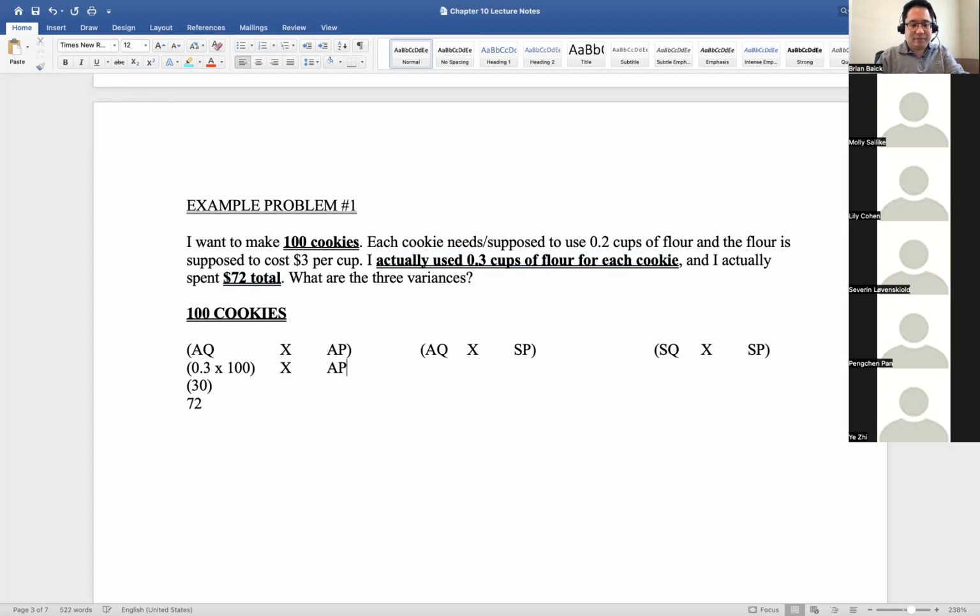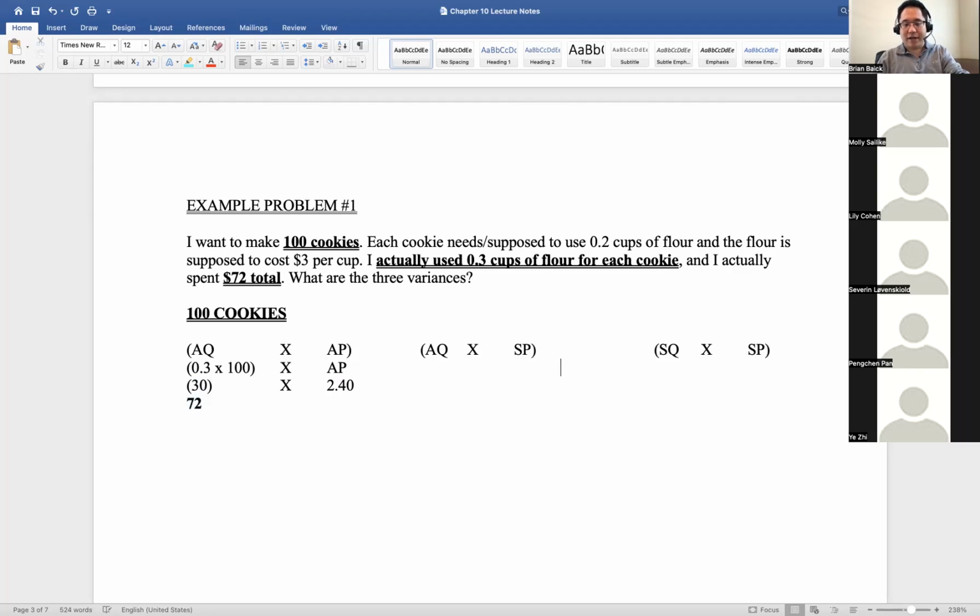So $30 times something is 72, right? Okay, so what we're going to do is take 72 divided by 30, because I want to figure out the actual price. What's the actual price that you paid for flour? It's $2.40, right? Because 30 times $2.40 equals 72. So 72 is how much money you actually spent for making 100 cookies.